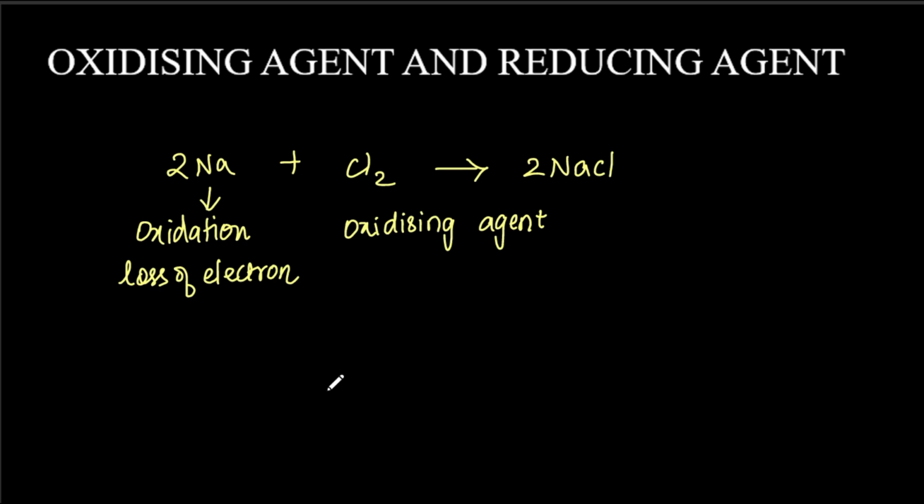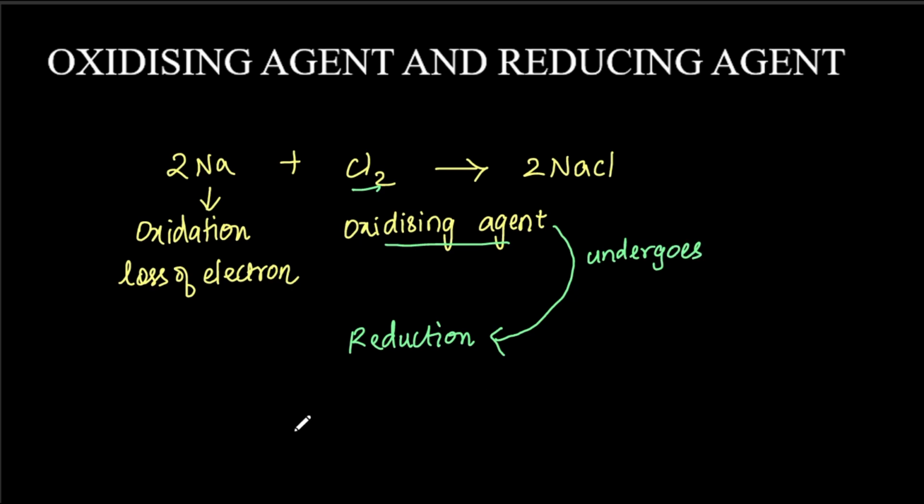Now, if you see the reaction happening with the chlorine, for chlorine, we saw that it is reduction. So for chlorine, reduction takes place. So how can we compare that with the oxidizing agent? Chlorine acts as an oxidizing agent, and an oxidizing agent is itself reduced, or you can say an oxidizing agent undergoes reduction. So for the oxidation of sodium, an oxidizing agent is needed. And an oxidizing agent undergoes what? It undergoes reduction.